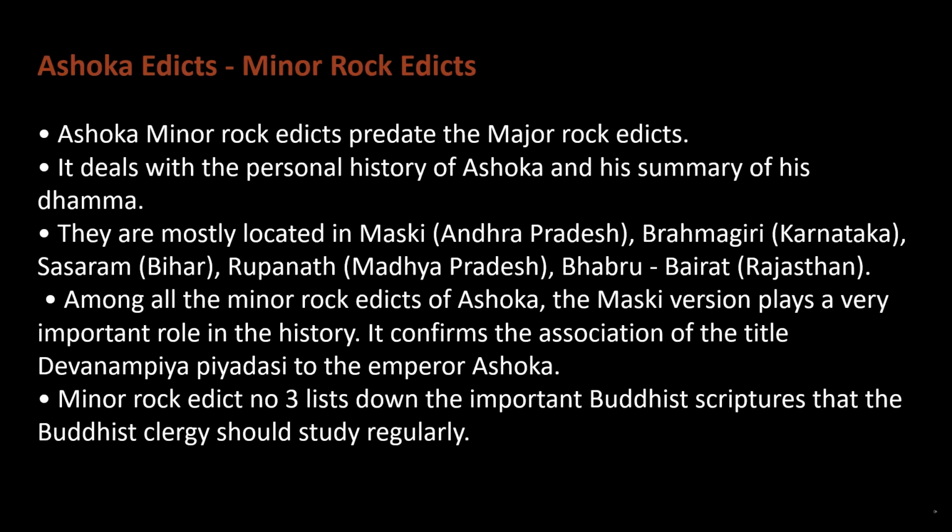Ashoka Edicts, Minor Rock Edicts. Ashoka Minor Rock Edicts predate the Major Rock Edicts. It deals with the personal history of Ashoka and his summary of his Dhamma. They are mostly located in Maski, Andhra Pradesh, Brahmagiri, Karnataka, Sasaram, Bihar, Rupnath, Madhya Pradesh, Bahapur, Bairat, Rajasthan.